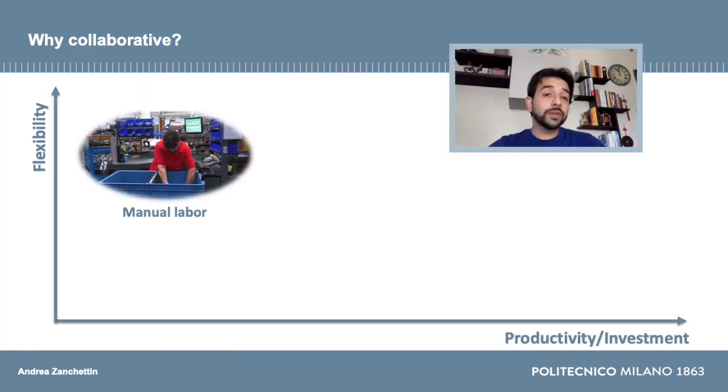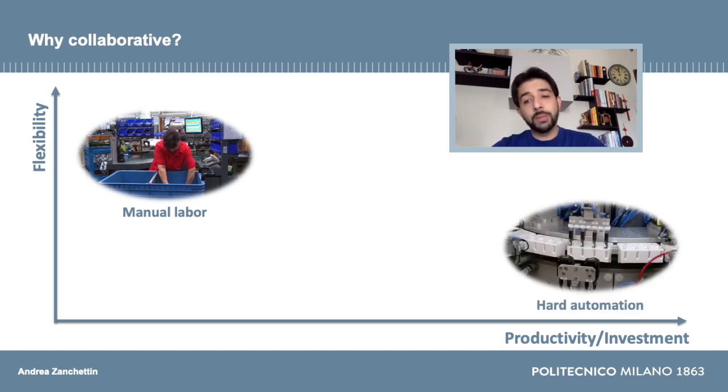So nowadays we have two possibilities, for example, for an assembly task. One is completely manual. Of course you have a small investment and a small productivity, but a very high flexibility. In turn, we might have a hard automation solution, where you have a high productivity, but due to the very high investment, a very non-flexible solution.